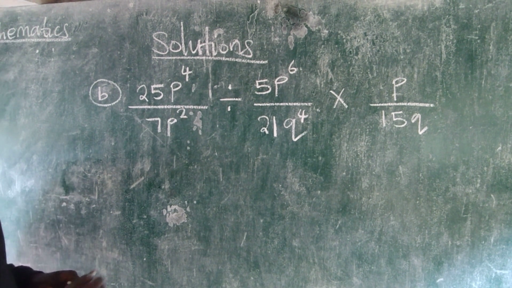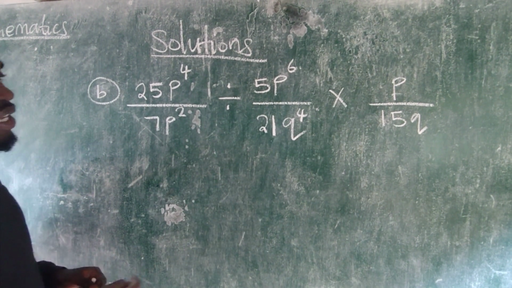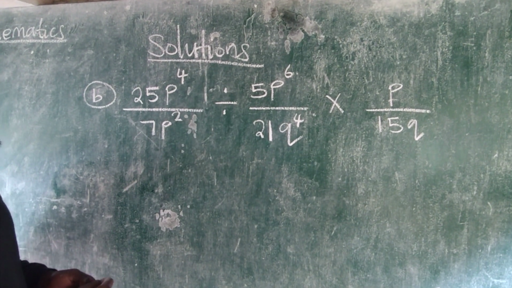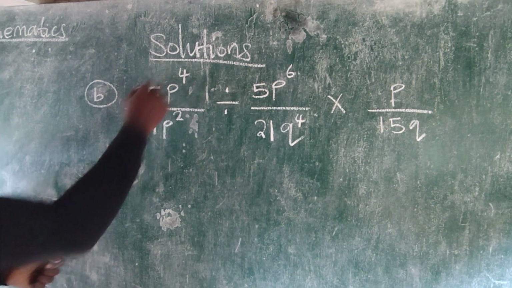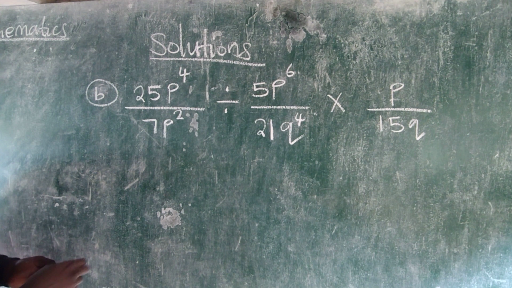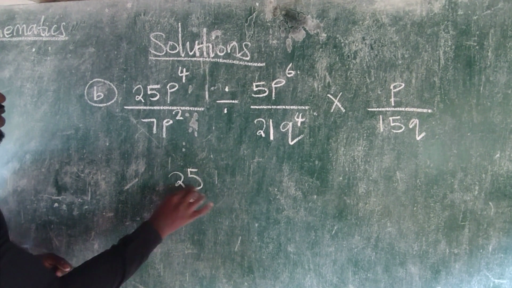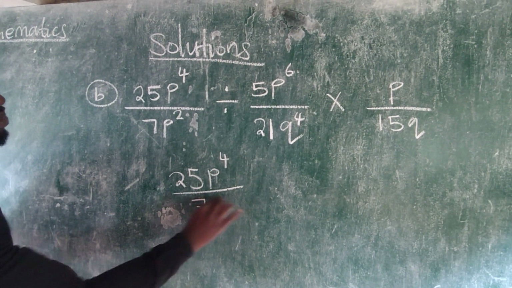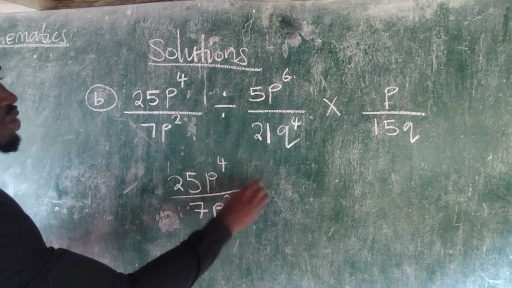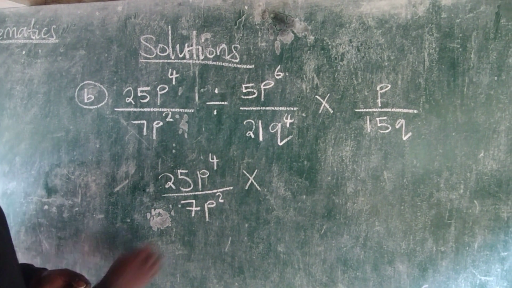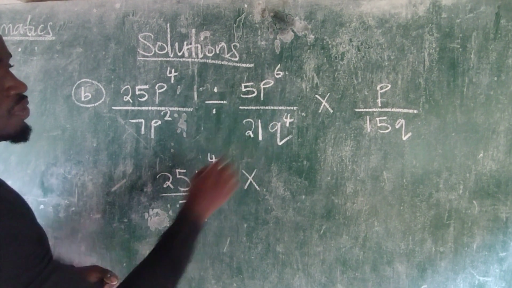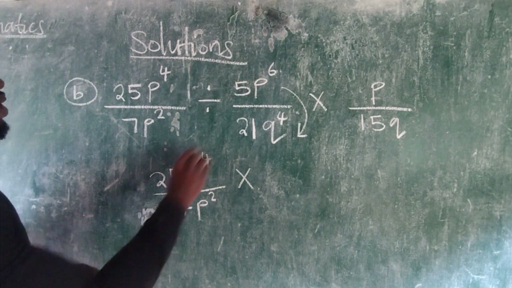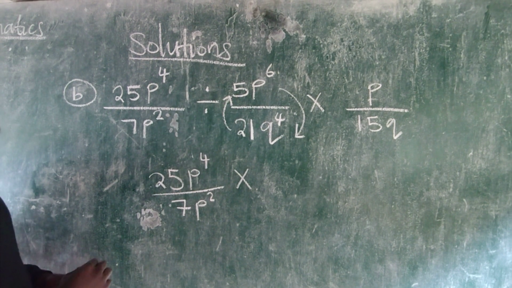Now, if you have division and multiplication, you have to use the rules of BODMAS. We can start with division. We can change this division first. So this first fraction we are going to write the way it is: 25p to the power of 4 over 7p squared. So this division now will change to multiplication. When the division changes to multiplication, this other fraction is affected. The numerator will become the denominator, and the denominator will become the numerator, just like that.